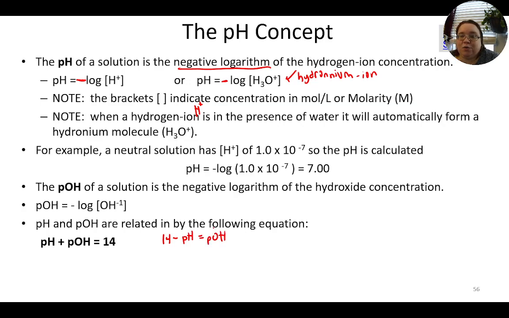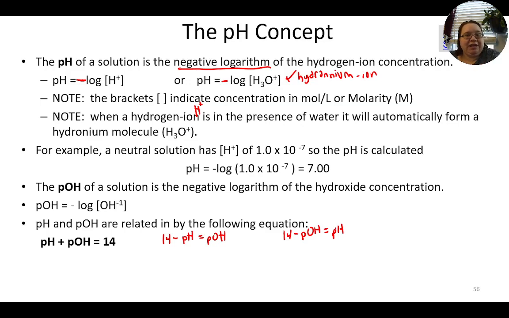So if I need to know pOH and I know pH, 14 minus whatever the pH is. Let's say I need to know pH, but I was given pOH. Well, 14 minus pOH will give me pH. That's probably the easier equation to use.